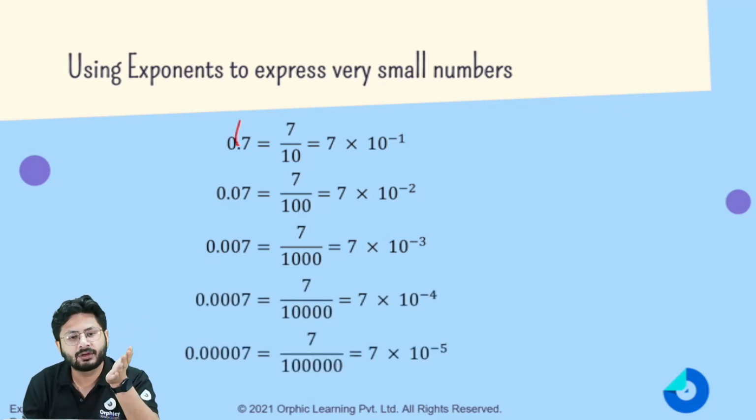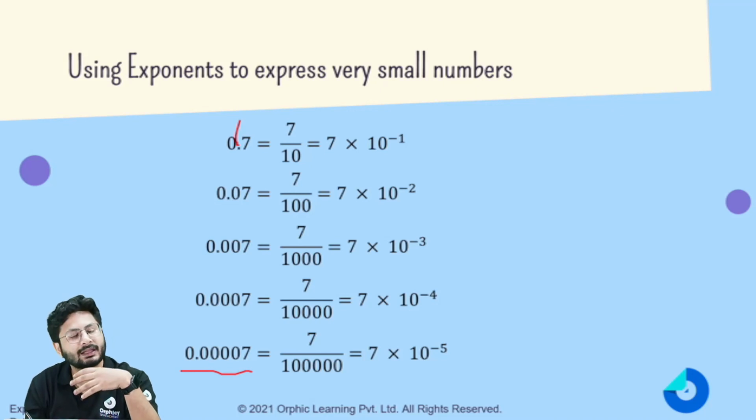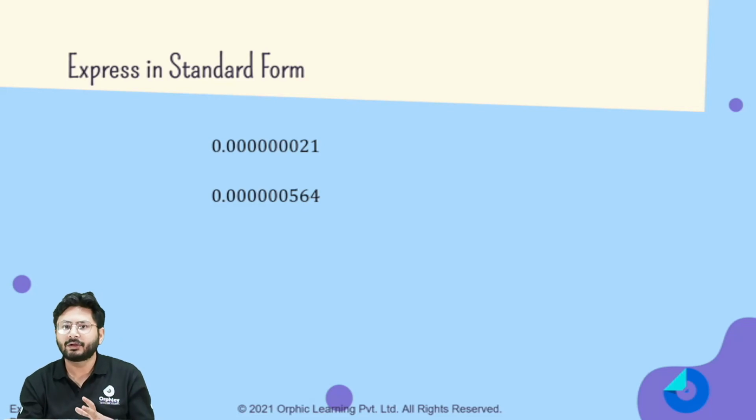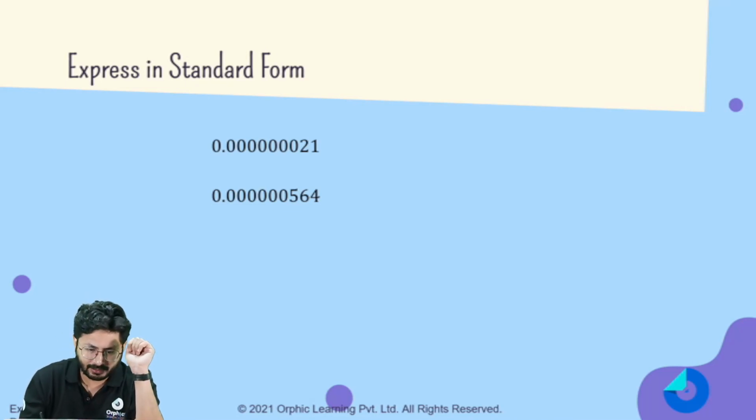Okay, so if I want to write 0.00007, it will be equal to 7 into 10 to the power -5. Okay, so for very small numbers too, we can use exponent and powers. Okay, so in standard form there should be only one non-zero digit on the left hand side of the decimal. Only one non-zero digit should be on the left hand side of the decimal.